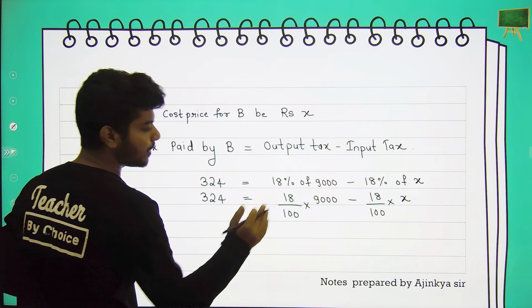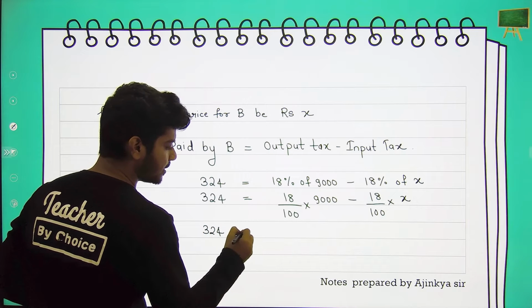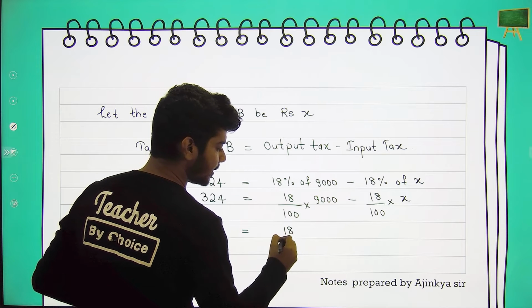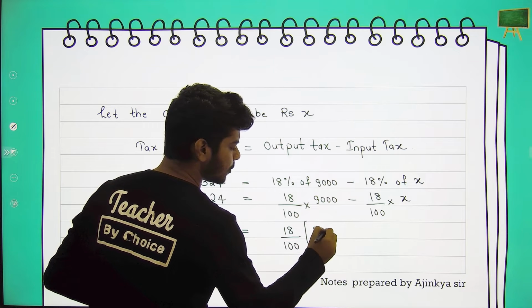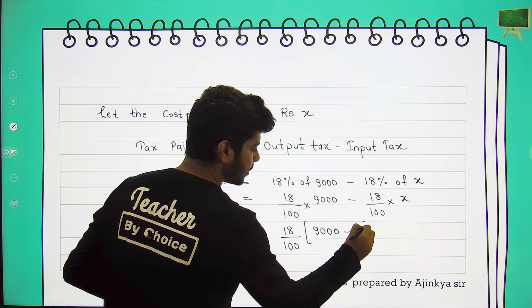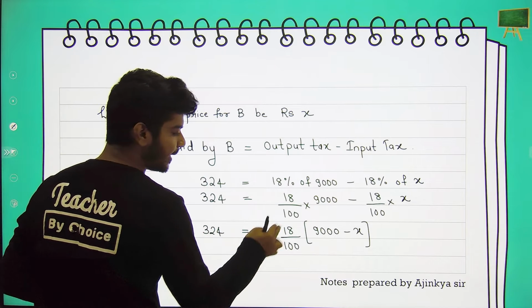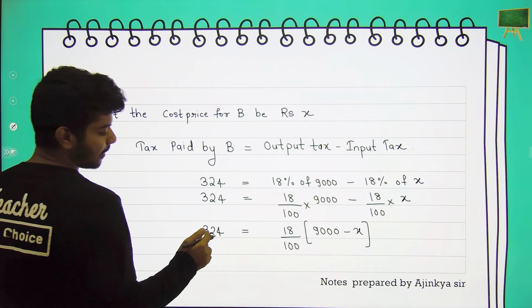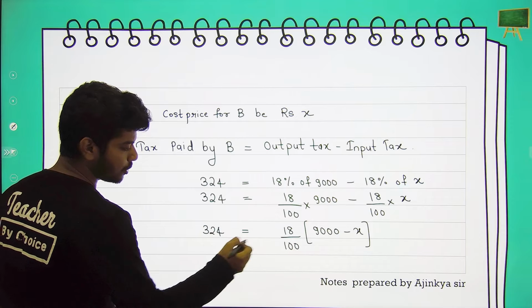Now let's simplify this further. So 324 is equal to 18 upon 100 times, taking 18 upon 100 common, 9,000 minus X. When you simplify this, we will multiply 324 into 100 and then divide it by 18. 324 into 100 will give me 32400.